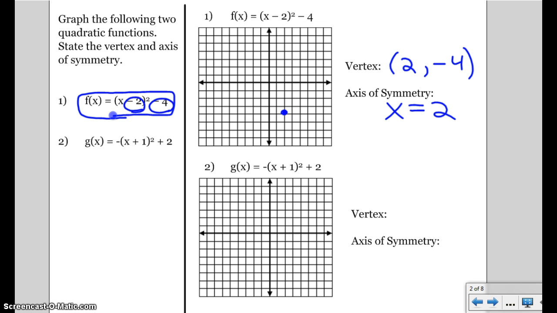So I'm going to do 1 over, 1 up, and then 2 over and 4 up. Oops, we got to count one more. And then I can connect my dots. So 2 over, 1, 2, 3, 4 up. And again, these are the same points that you would find if you used your calculator to graph. So there's my parabola, and it looks something like that.